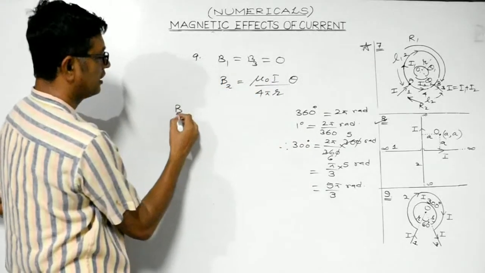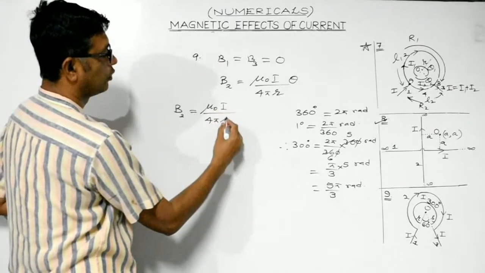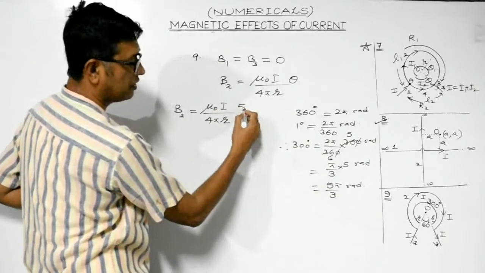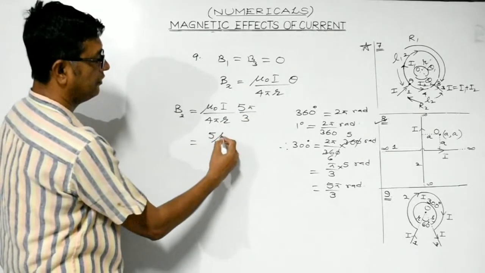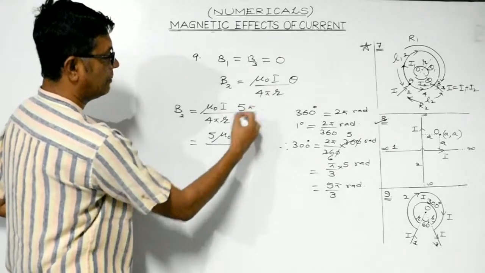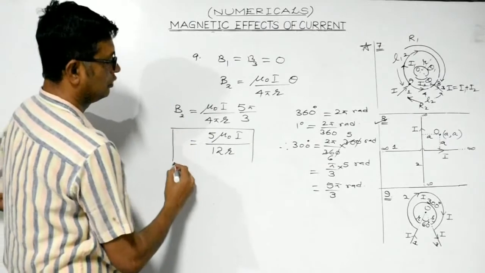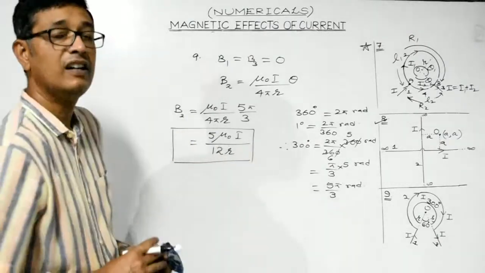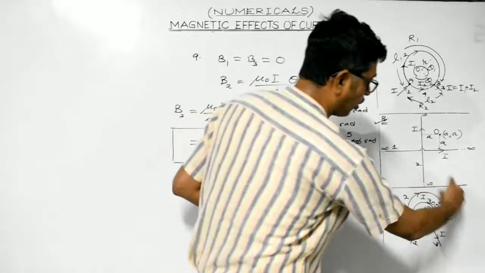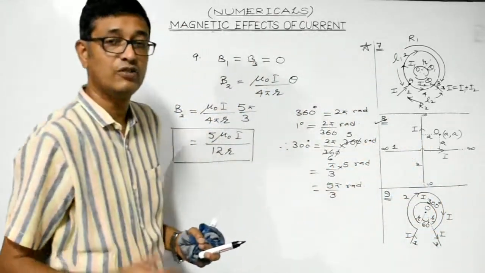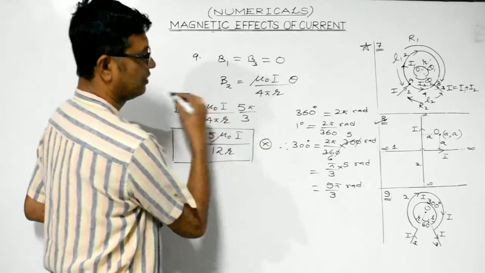So we get B2 is equal to mu naught I divided by 4 pi r, in place of theta, write 5 pi by 3. So what we get is 5 mu naught I divided by 12 r, as pi gets cancelled. So this is the net magnetic field at point O. And regarding the direction, students, current is flowing in the clockwise direction. So the magnetic field at the center would be directed inwards. So this will be the direction.